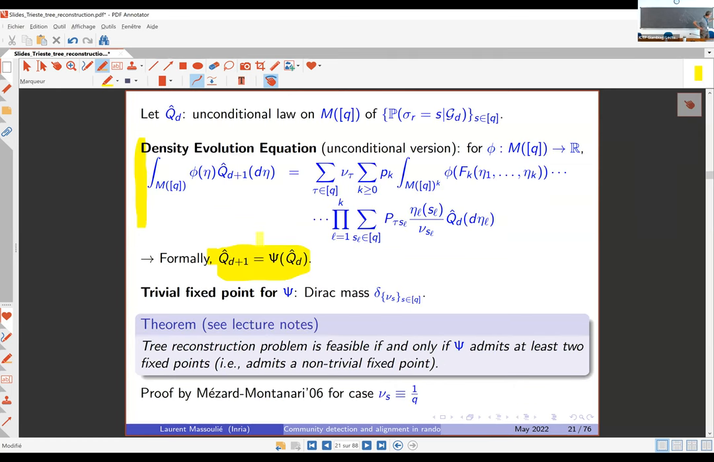So the idea of that was given in a paper by Marc Mézard and Andrea Montanari in 2006. And they looked at a specific setup, but the idea generalizes nicely to more general branching processes, non-uniform stationary distributions, and so on.